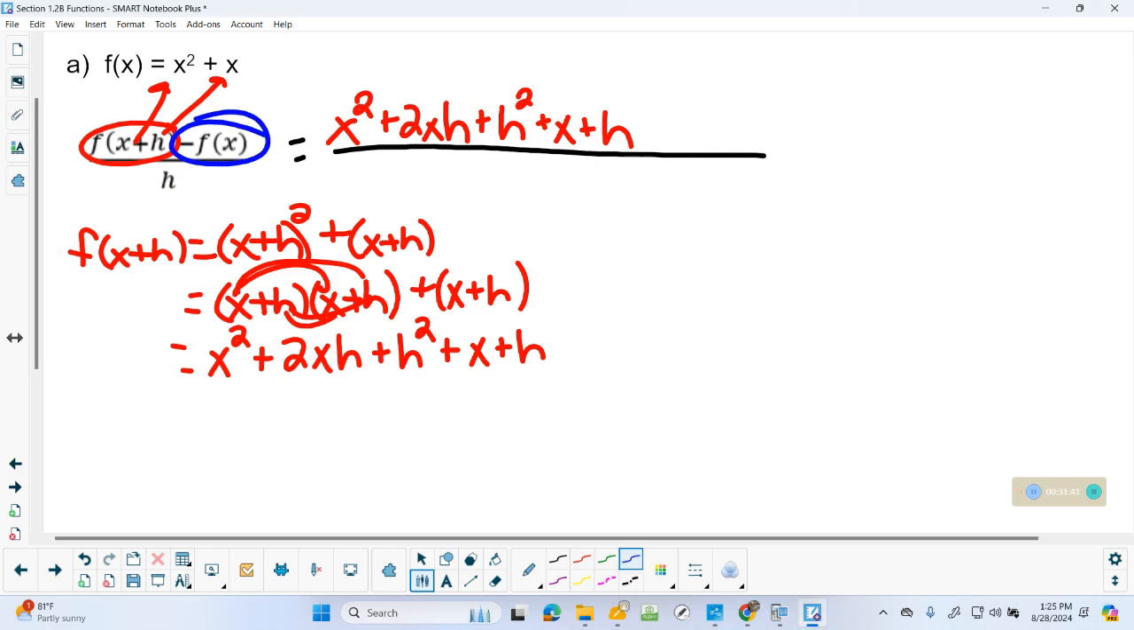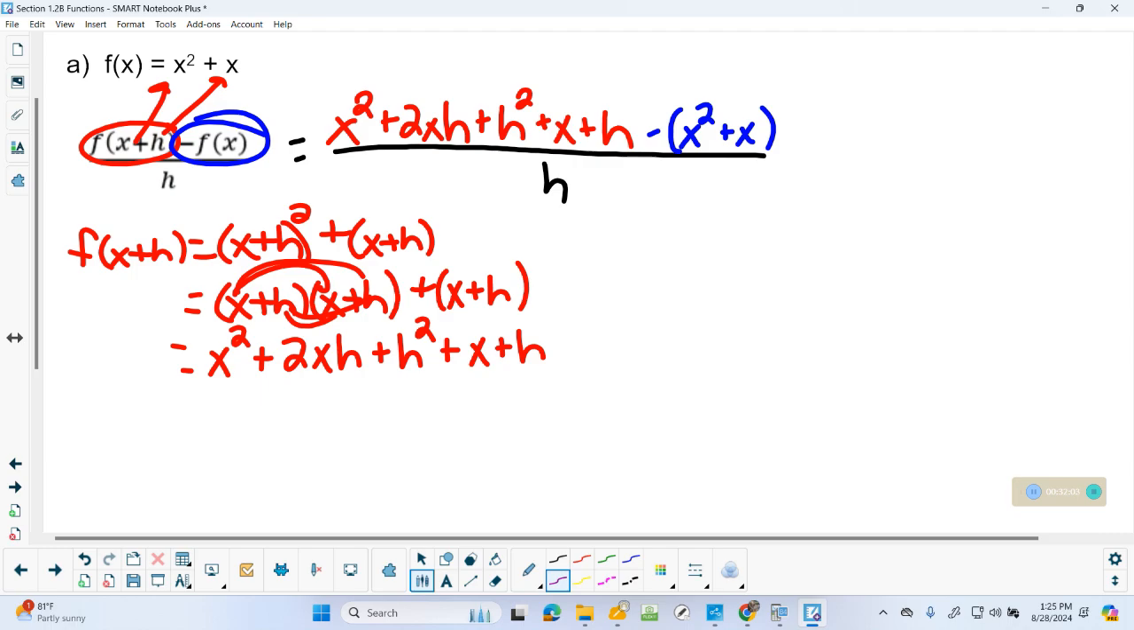I'm on this part now. Let me give you a second to write. Minus f of x. I know what f of x is. Look at it. Read it to me. What's f of x? Yeah, we just got to subtract that off. And of course, we're over h still.